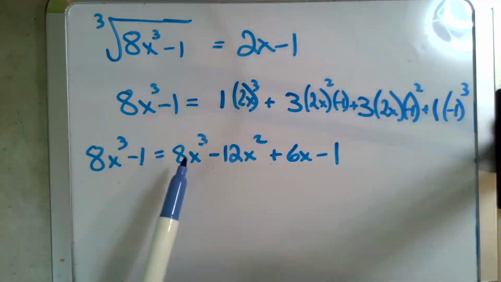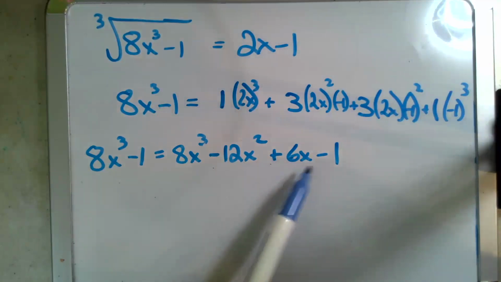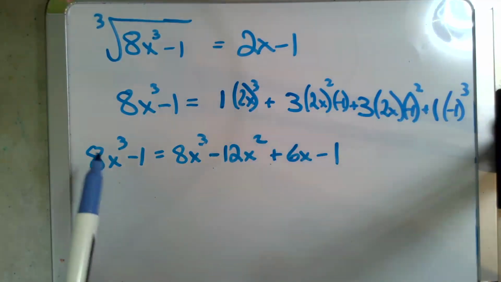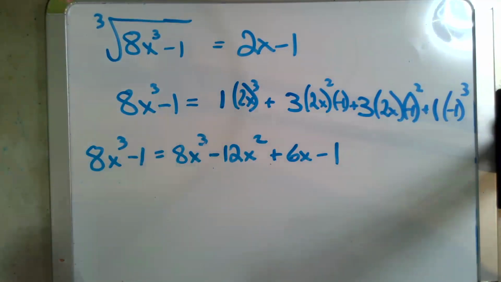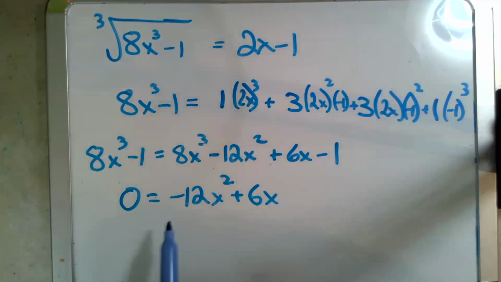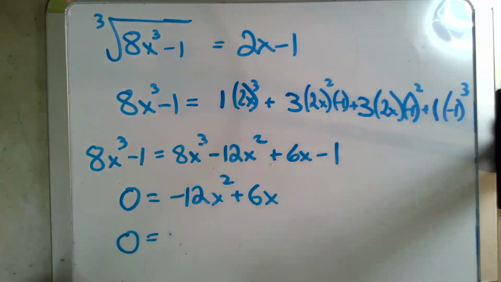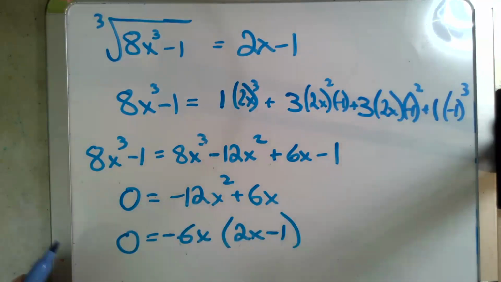We get 8x cubed minus 12x squared plus 6x minus 1. Now I'm going to move everything to one side. I'm going to subtract 8x cubed from both sides. I'm going to add 1 to both sides. And I get 0 is negative 12x squared plus 6x. I'm going to factor a negative 6x out of both terms. And so my two possible answers are 0 and 1/2.